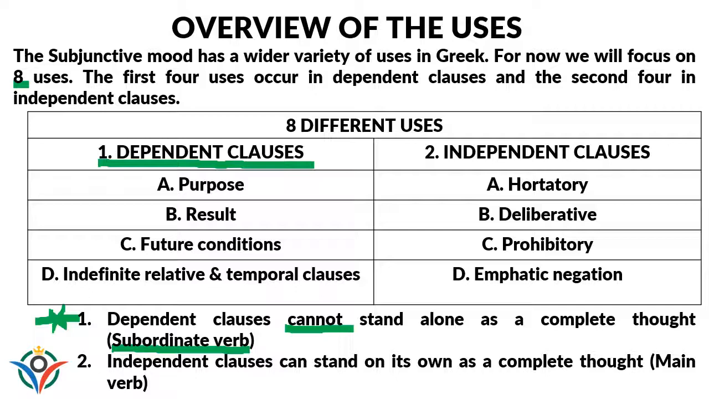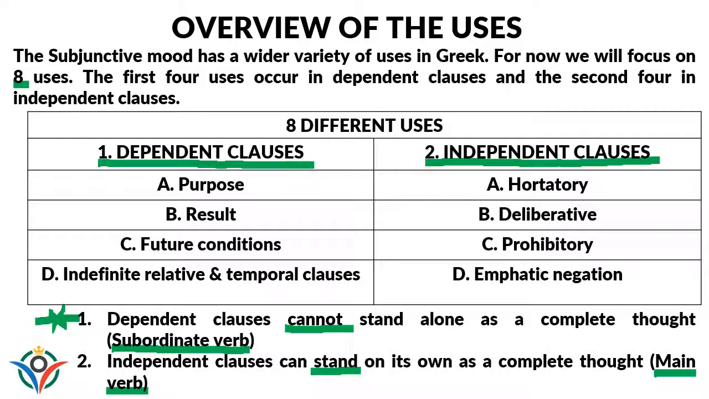On the other hand, we have the second category, which is independent clauses. Independent clauses can stand on their own as a complete thought. So when we speak about the use of the subjunctive verb in an independent clause, we're saying that it is functioning as the main verb of that particular clause or sentence. So those are the 2 categories that we are going to work with.